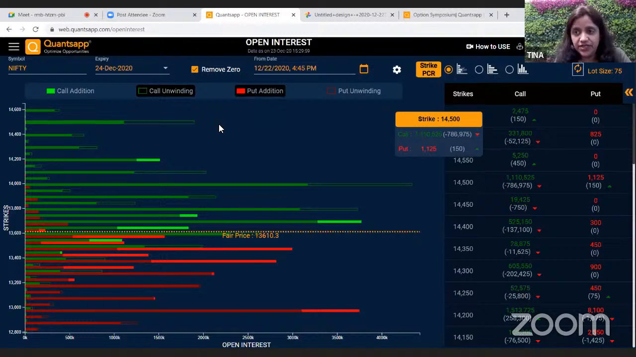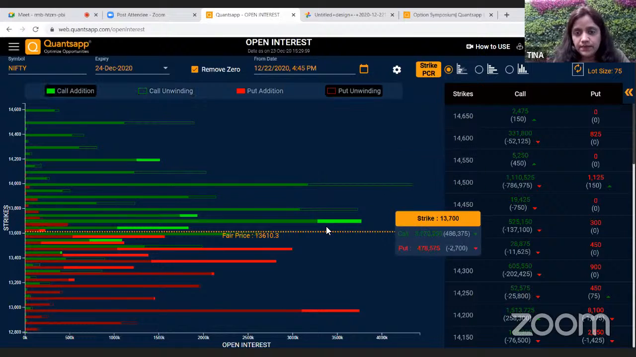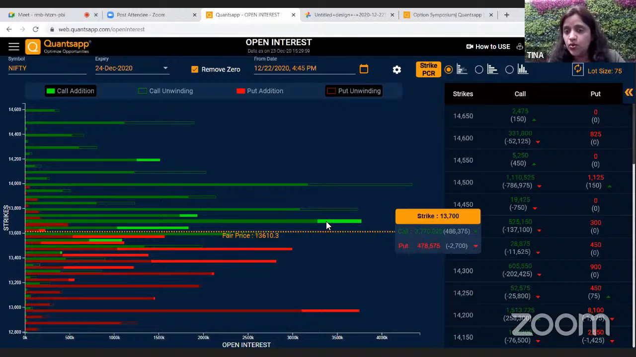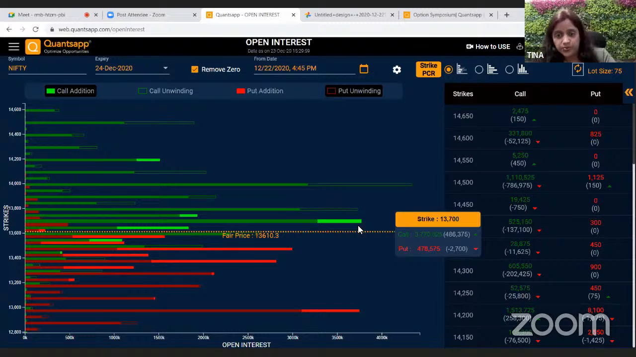So if I have to understand Nifty, we have an expiry tomorrow, 24th December. So if you look here, 13,700 call. We see that the total OI is 37,70,000, out of which 4,86,000 got added. If you look at this portion of the green bar, you see what was the addition which took place today. The complete bar is as on date, and the dark shade of green will tell you how much was the addition today.